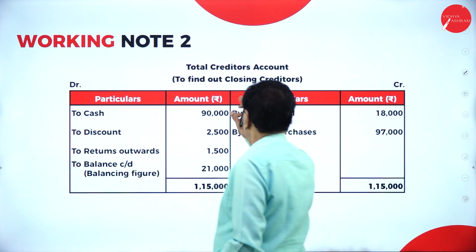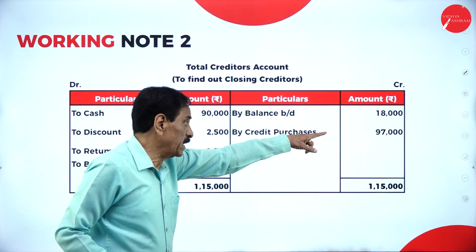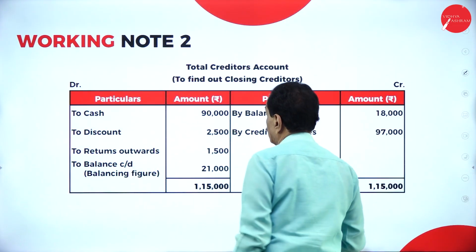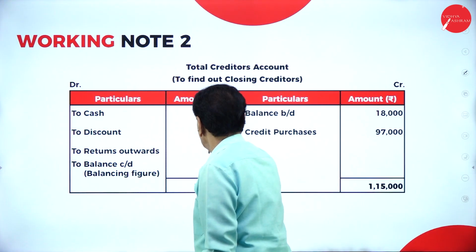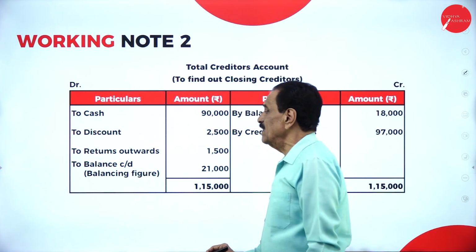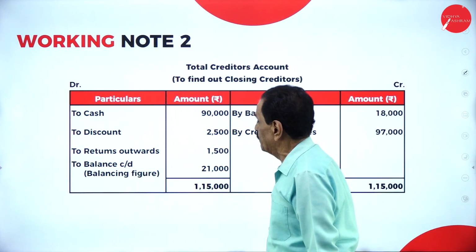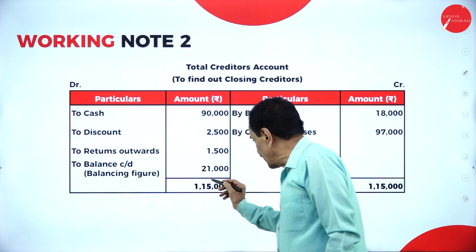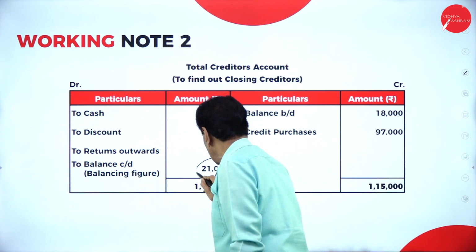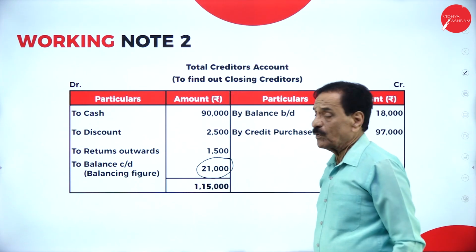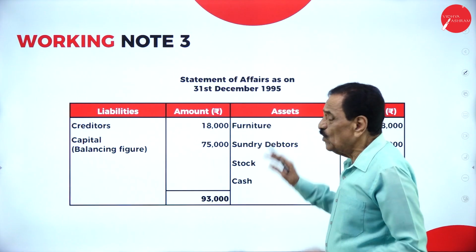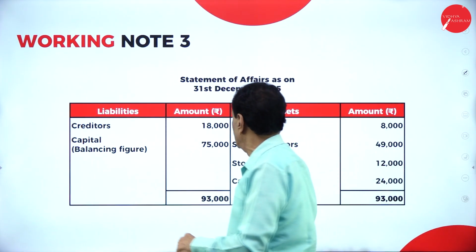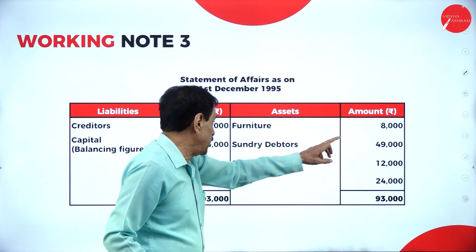Same thing we have done. Total creditor: by balance brought down 18,000. By credit purchases 97,000. Totally 1,15,000. Out of that, how much cash paid? 90,000. How much discount received? 2,500. What is your purchase returned outward? 1,500. The difference figure is 21,000. This is your closing creditor. Hope you understand. Then you have to prepare a statement of affairs to find out the opening capital. They have given opening furniture 8,000.